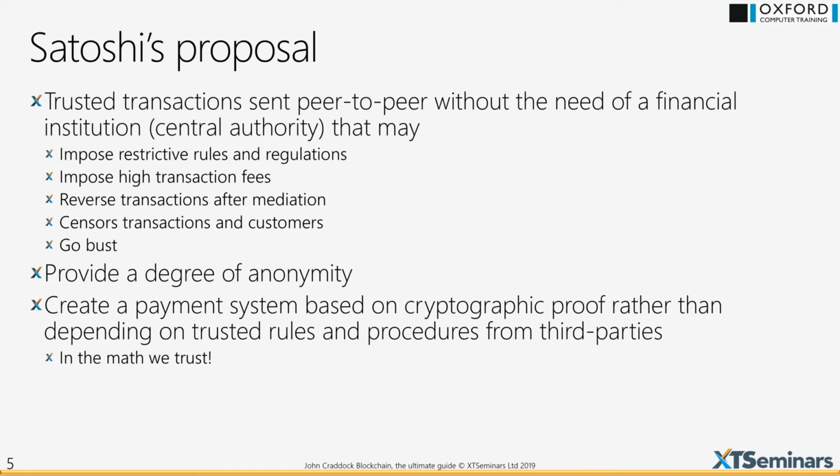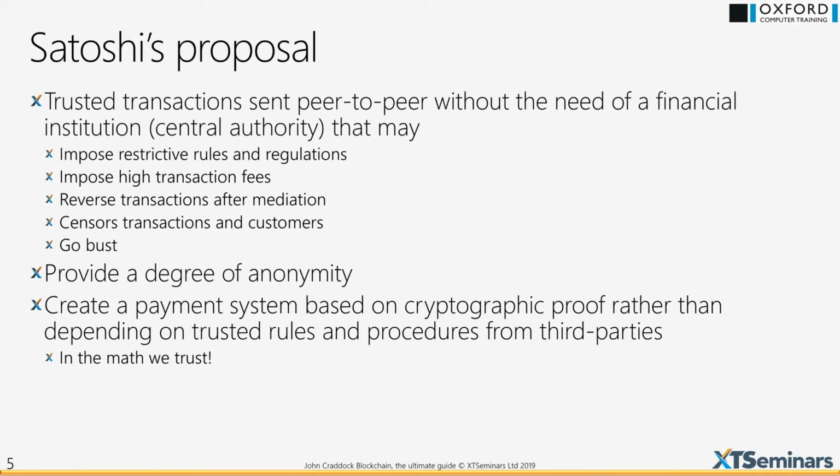And then, of course, transactions could be censored. We might not be able to send funds to a particular location or a particular entity. They can look at us as customers and decide they don't want us as a customer. And any financial institution could go bust. Another idea with the proposal was a degree of anonymity. The idea was to create a payment system based on cryptographic proof, rather than depending on rules, regulations and procedures from third parties.